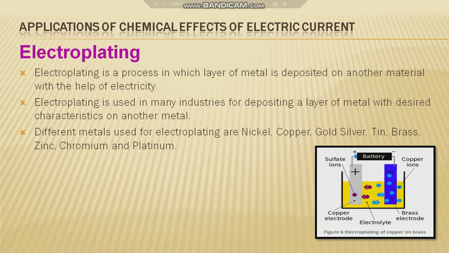Now let us discuss the applications of chemical effects of electric current, under which we are going to discuss electroplating. Electroplating is a process in which a layer of metal is deposited on another material with the help of electricity. Electroplating is used in many industries for depositing a layer of metal with desired characteristics on other metals. Different metals used for electroplating are nickel, copper, gold, silver, tin, brass, zinc, chromium and platinum. It is only through electroplating that you can get jewelries under the name gold plated jewelries and silver plated jewelries.